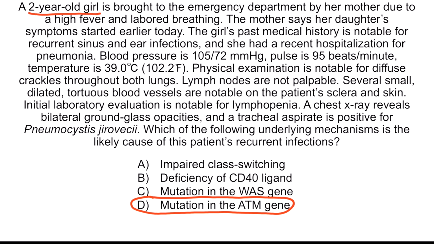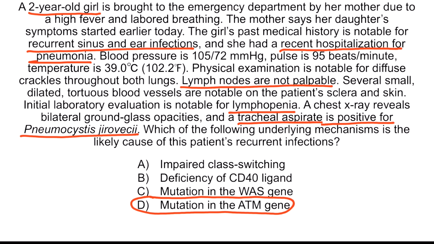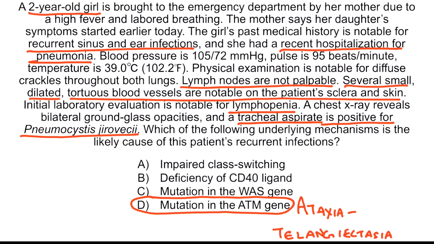This is a case of a 2-year-old girl with a likely underlying primary immunodeficiency. This is suggested by her recurrent sinus and ear infections, a recent hospitalization for pneumonia, non-palpable lymph nodes on physical exam, lymphopenia on lab evaluation, and a tracheal aspirate positive for pneumocystis jirovecii, which is an opportunistic pathogen. The key to the correct answer in this question is noting the presence of several small dilated tortuous blood vessels on the patient's sclera and skin. This is a classic description of telangiectasias, and the presence of telangiectasias in the context of a likely primary immunodeficiency syndrome is strongly suggestive of Ataxia-Telangiectasia as the underlying cause of the girl's recurrent infections.